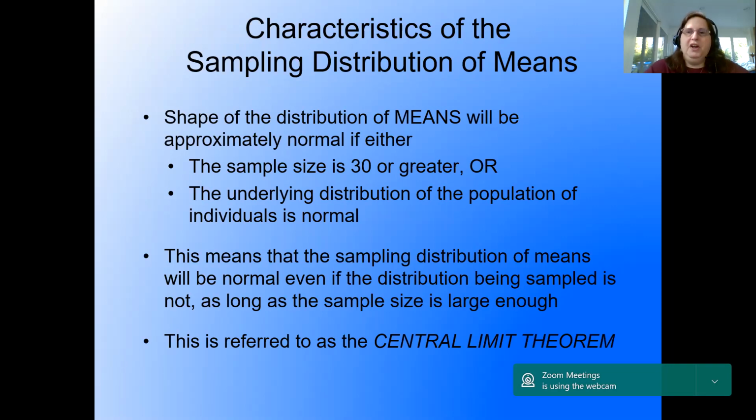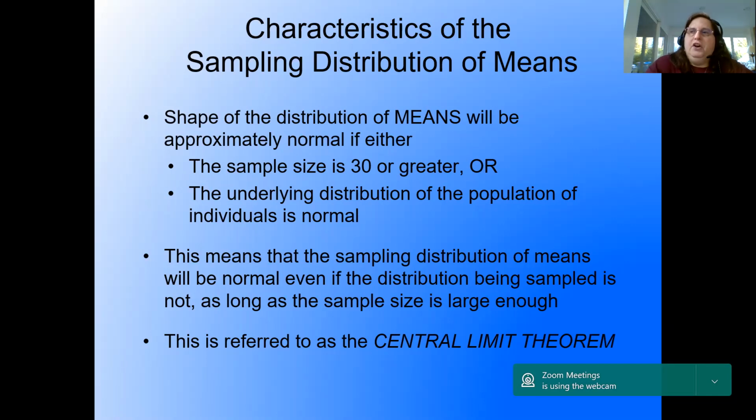So if you have a normal distribution, as we did with the rabbit weights, it doesn't matter if we have 30 in each group or not. If you have 20 or if you have 9, you're still going to get a normal distribution in the sampling distribution of means.